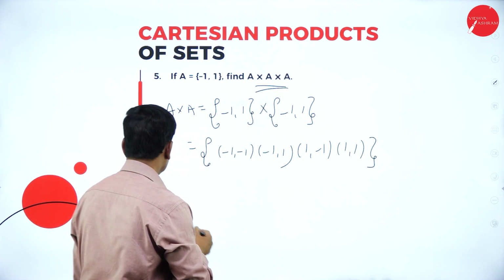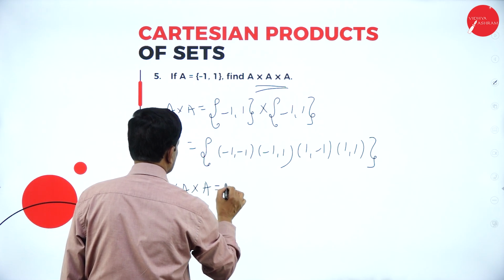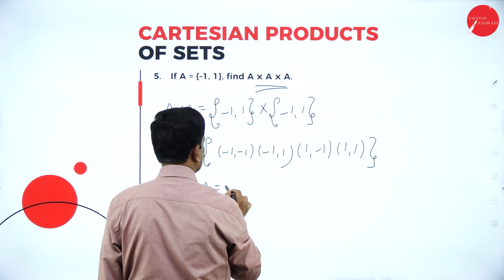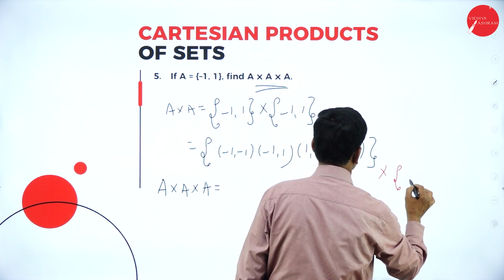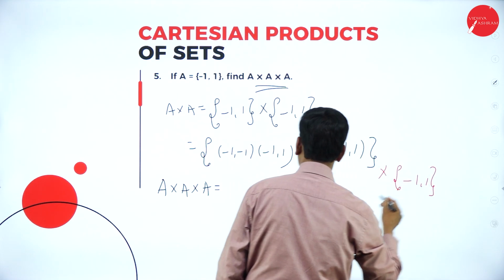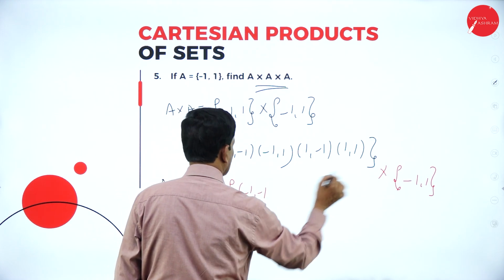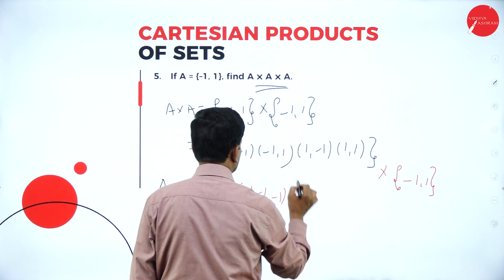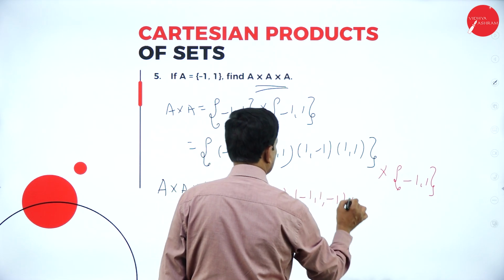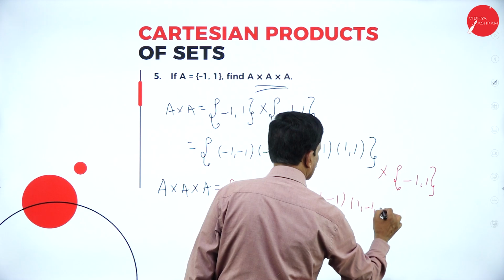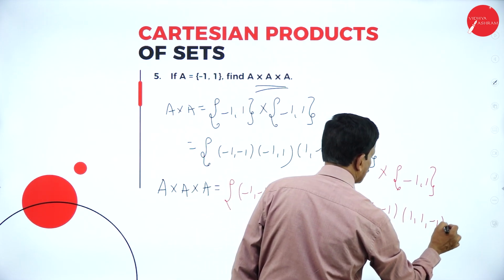Now for the triplet, A × A × A. So for this, just multiply with A. For this, another A. What is another A? {-1, 1}. That's it. So this is equal to (-1, -1, -1), again (-1, 1, -1), again (1, -1, -1), again (1, 1, -1).